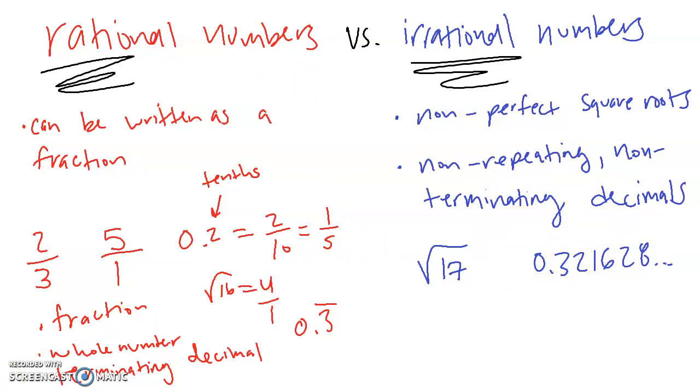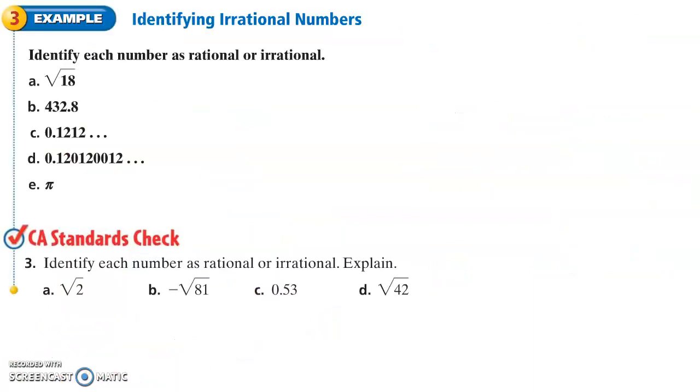Let's go ahead and look at our last example of this lesson. All right, so example number 3 asks us to identify each number as either rational or irrational. I'm just going to use an R or an I, just to clarify this. Example A says the square root of 18. Well, the square root of 18 is not a perfect square.